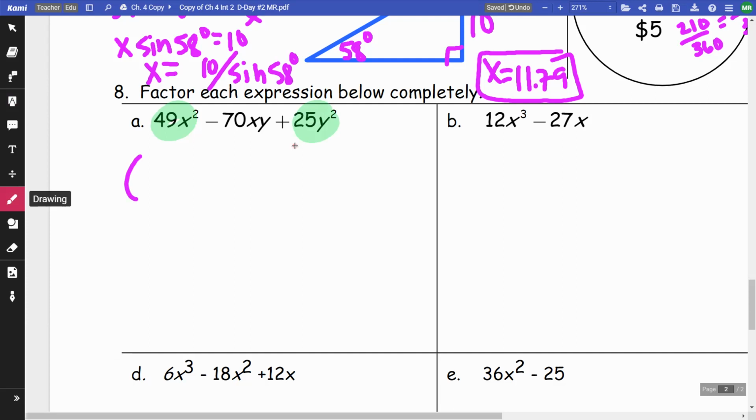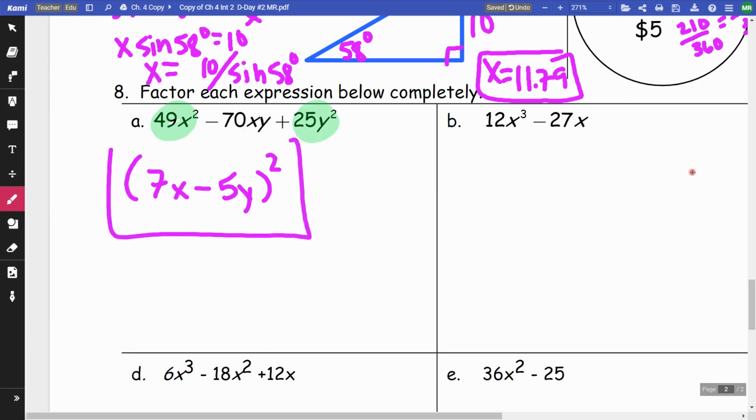So if I take the square root of 49x squared, it's a 7x minus. I take the square root of 25y squared, that's a 5y, quantity squared. Now I check by multiplying this together and I get a -35xy. And if I double that, I get my negative 70xy. That means it was a perfect square trinomial, and that's my answer.